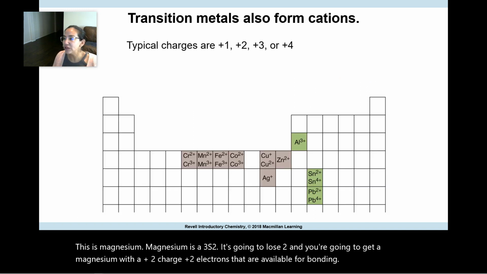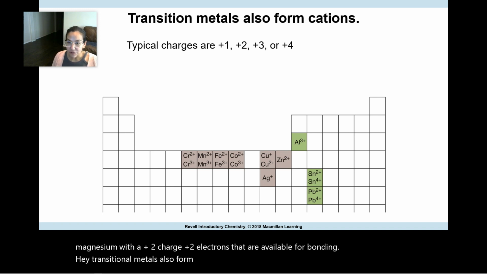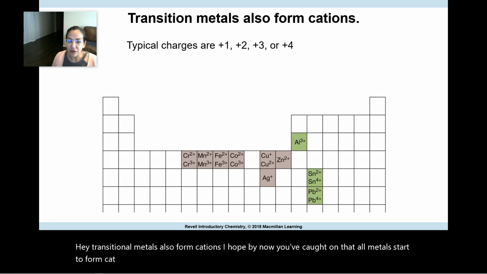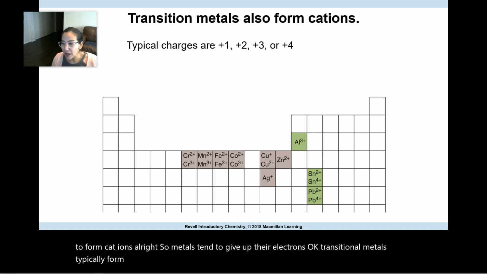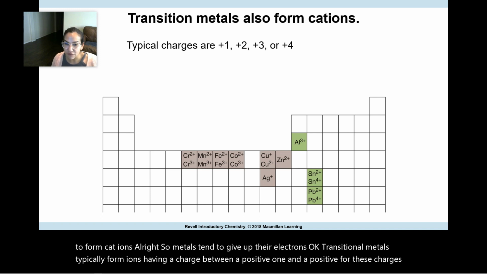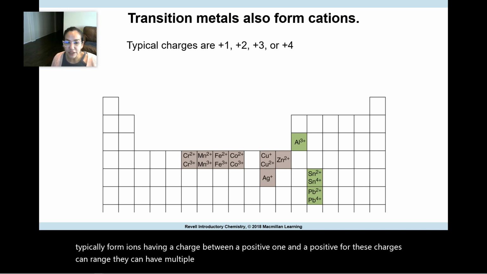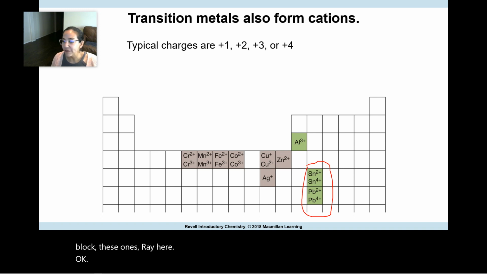Okay, transitional metals also form cations. I hope by now you've caught on that all metals start to form cations, right? So metals tend to give up their electrons, okay? Transitional metals typically form ions having a charge between a +1 and a +4. These charges can range. They can have multiple charges. The metals in the lower part of the P block, these ones right here, they also behave in that way as the transitional metals do. So it's important to note those, right?